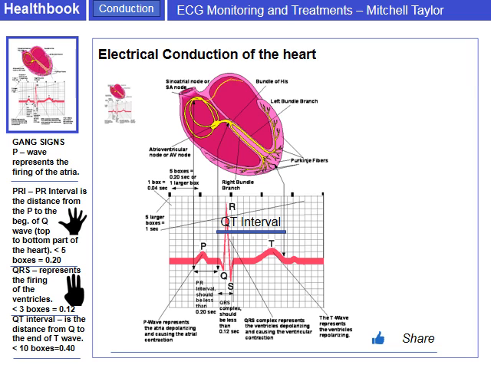Okay. So of these symbols on here, what do you think, the P, the QRS, or the T wave, is most important to have on there?